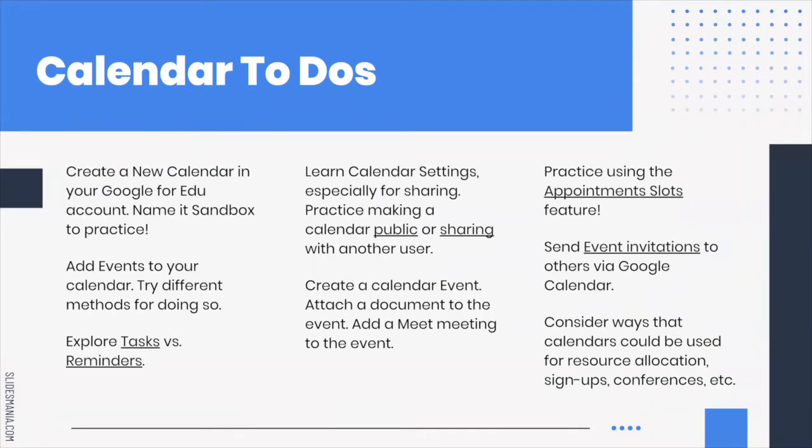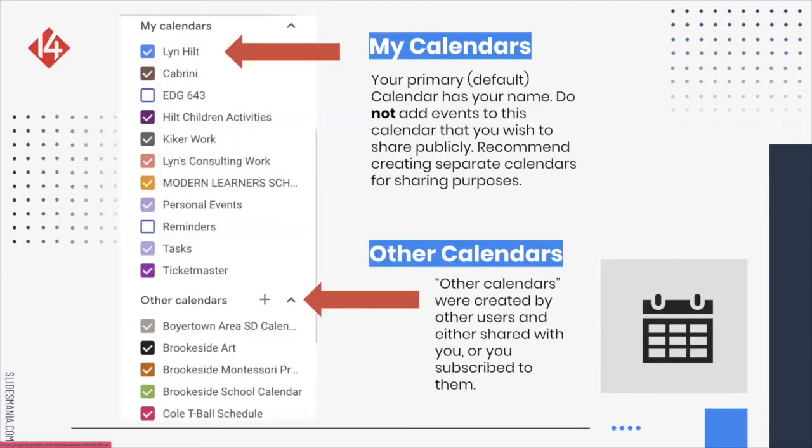One is to create a practice calendar in your account, and we're going to look at how calendars shake out in your account. But I would create a separate calendar to do some practice events and things that aren't associated with your main account. And we're going to look at the settings. We're going to look at making calendars public or sharing them. And for Google for Education accounts, we're going to look at this cool feature called appointment slots, which is only available in Google for Education. And we'll also look at tasks and reminders.